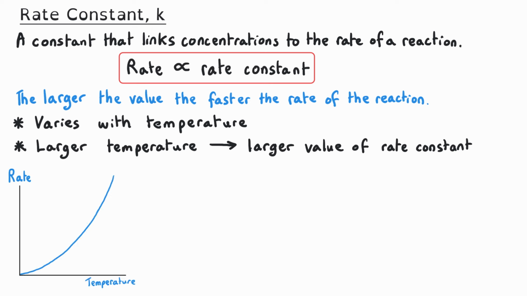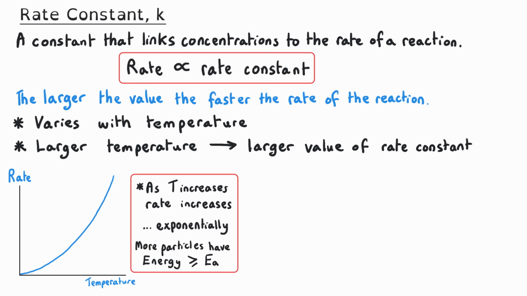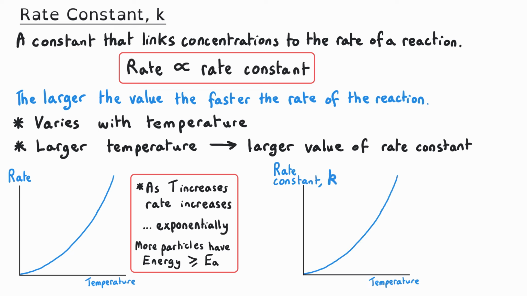And this makes sense. For instance, if you consider the graph of rate of reaction against temperature, we might see a shape looking like this, and we can see that as temperature increases, rate of reaction increases, which makes sense as reactions take less time. This increase is an exponential increase, and this is because many, many more particles will have energy greater than or equal to the activation energy for this reaction. And so, a corresponding graph of rate constant k against temperature will have the same shape, since the rate of reaction is proportional to the rate constant.